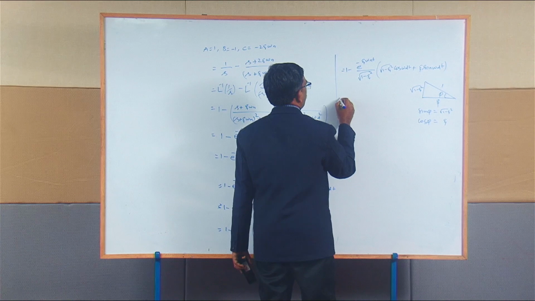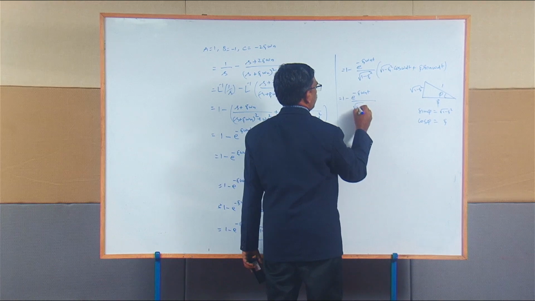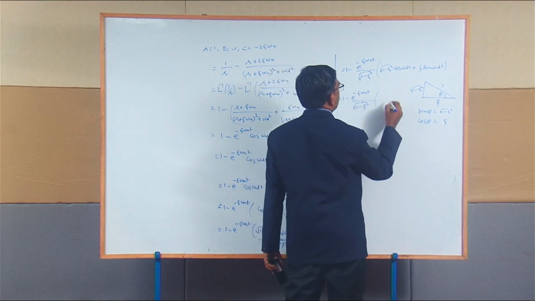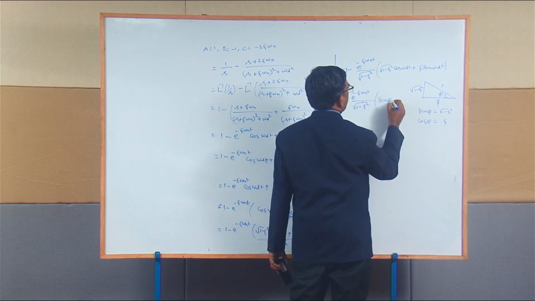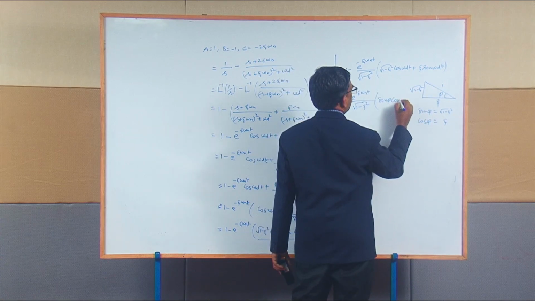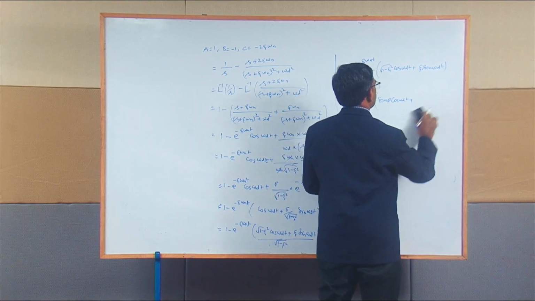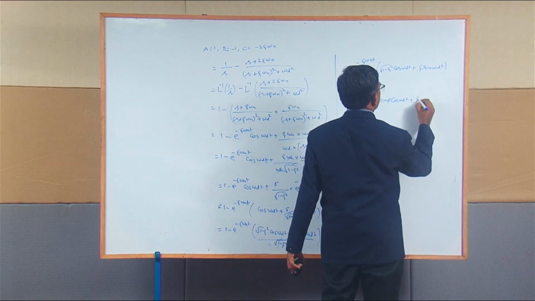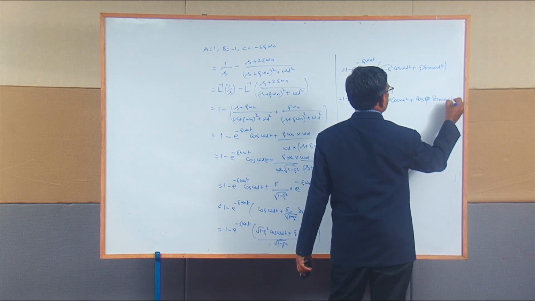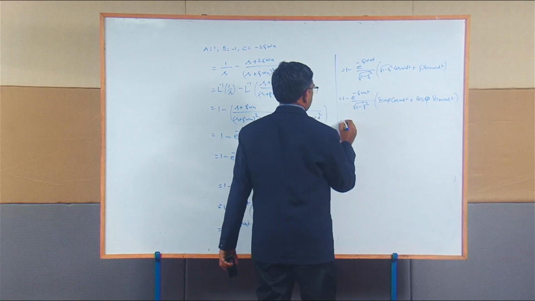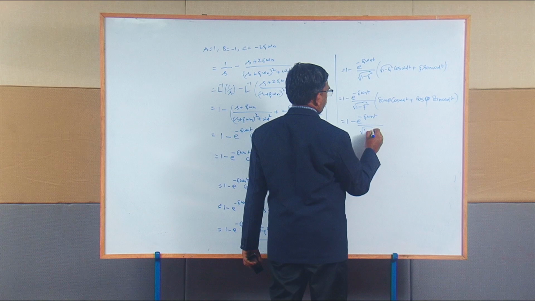So, it will be 1 minus e power minus epsilon omega n t divided by square root of 1 minus epsilon square, times, instead of square root of 1 minus epsilon square, sin phi cos omega dt, plus, instead of epsilon, cos phi sin omega dt. So, it will be 1 minus e power minus epsilon omega n t divided by square root of 1 minus epsilon square.